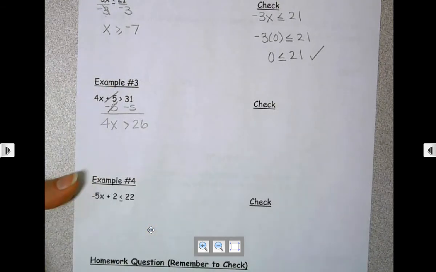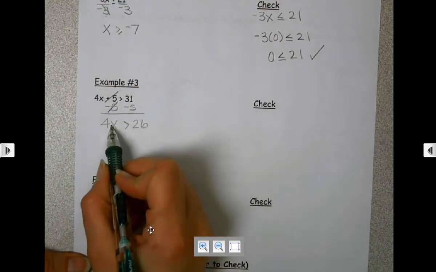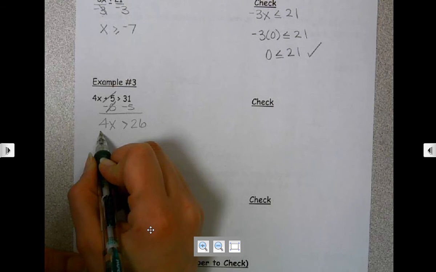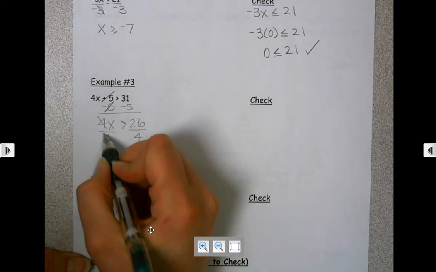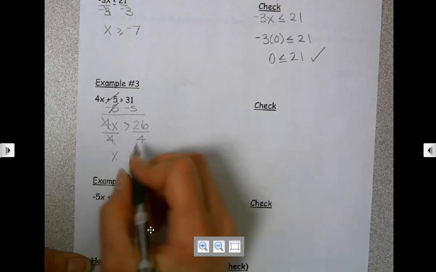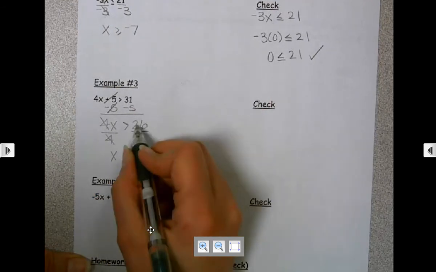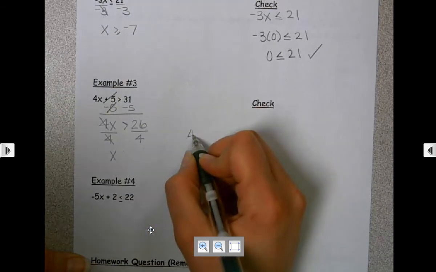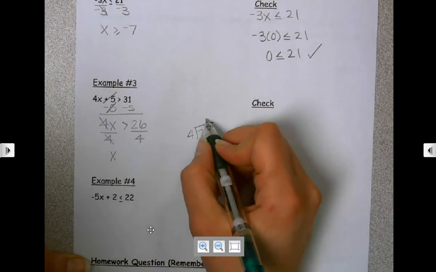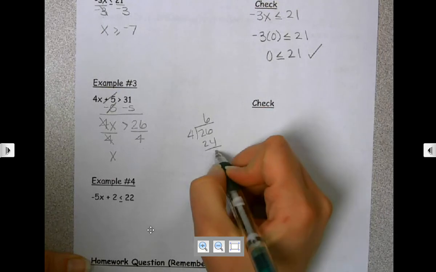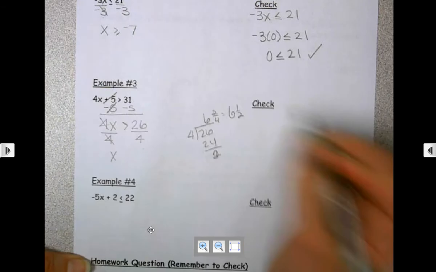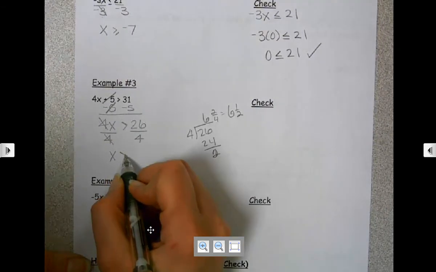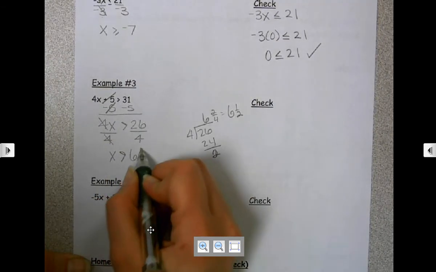Okay, our next step is to do the inverse operation of 4 times. Inverse operation is divided by 4. So we're going to divide both sides by 4. 4 over 4 is 1, and we're left with an x. 26 over 4. We do this really quick. It goes in 6, 24, 2, 2/4, which is 6 1/2. So we have x greater than 6 1/2.